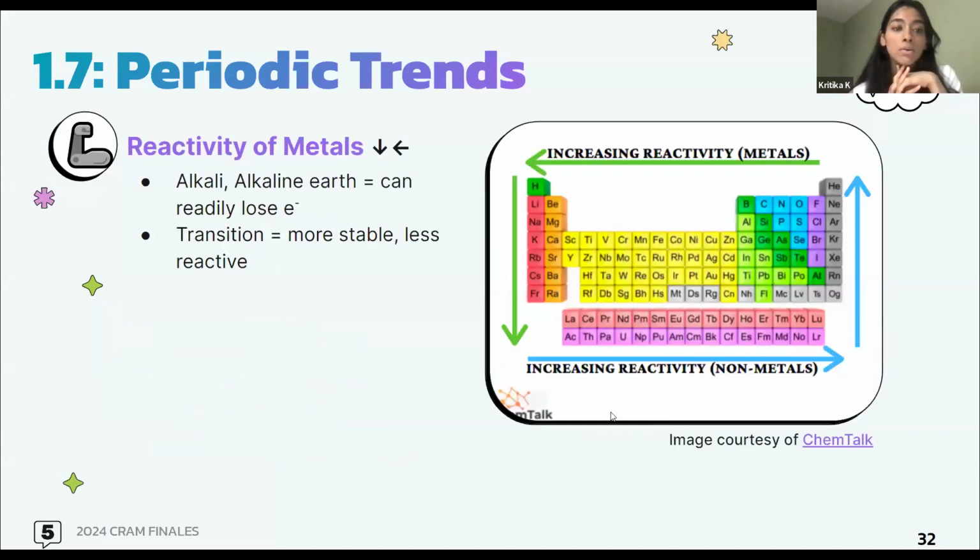Okay, so now we're going to talk about the reactivity of metals. Alkali and alkaline earth metals, which are the first two groups all the way on the left, really readily lose electrons because they only have one or two valence electrons. They're really eager to lose those to get rid of them. And that's the easiest way to reach the octet, which, if you don't know, is when an atom has 8 valence electrons. Whereas the transition metals, which are in yellow here on the periodic table, are more stable and less reactive compared to the alkali and alkaline earth metals.